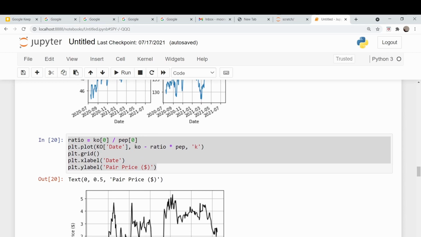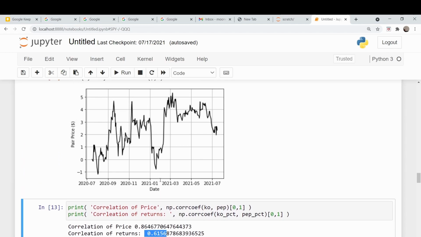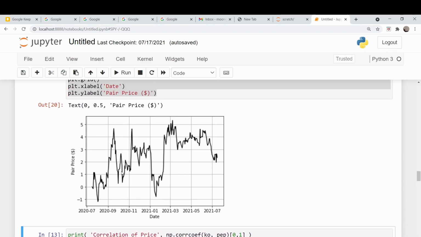So what do we get as far as correlation coefficients here? Only 86% in terms of price action, 62%, 61.5 in terms of returns. And again, if you had bought the pair, say at this point, midway in my timeline here, it would have shot up and made money.